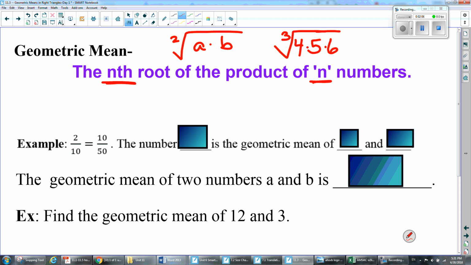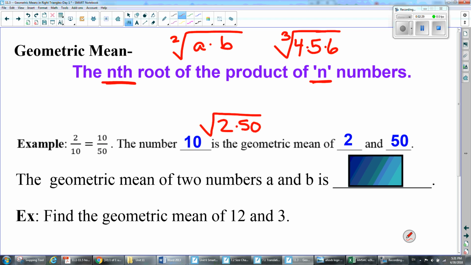So here's an example of what a geometric mean turns out to be. It ends up in a proportion. If we have 2 out of 10 equals 10 out of 50, the number 10 is really the geometric mean of 2 and 50. If we take 2 times 50 and we want to find the geometric mean, we're taking the square root of it. The square root of 100 equals 10. This 10 is a numerator and a denominator for both of those values.